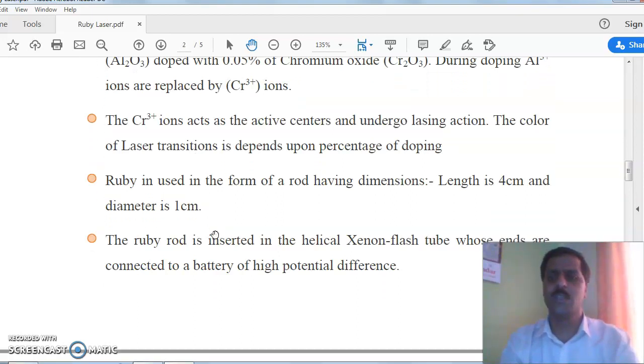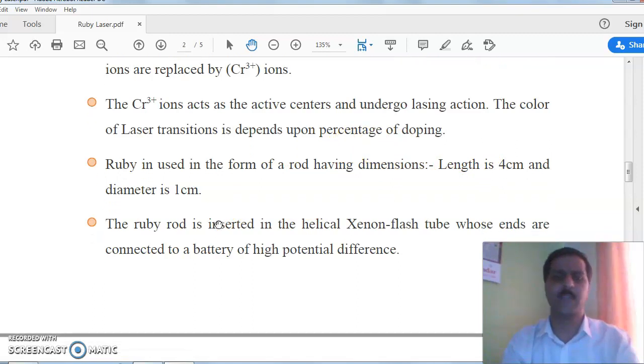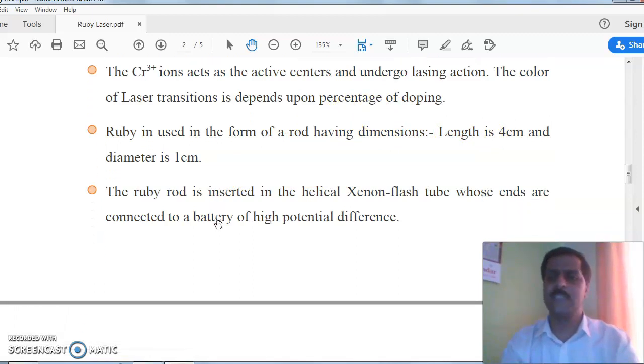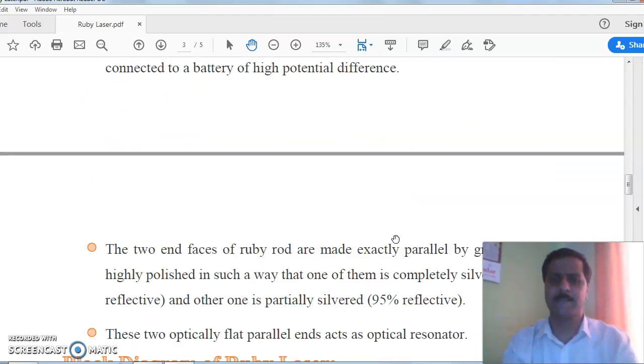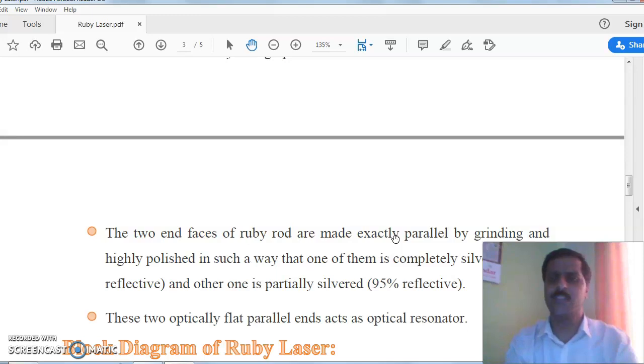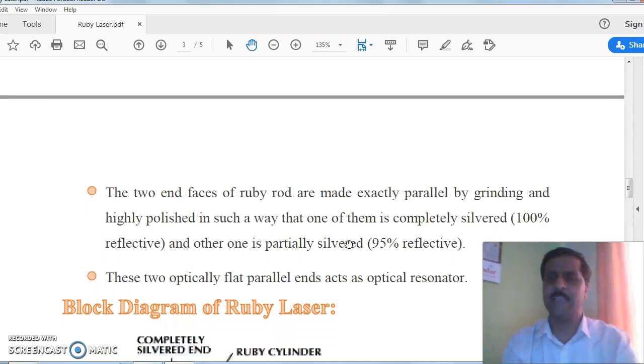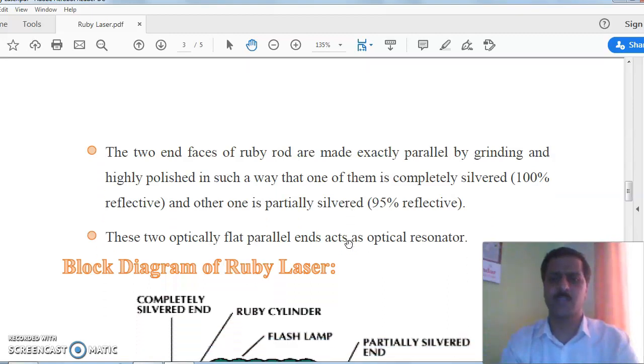Ruby is used in the form of a rod having dimensions: length 4 cm and diameter 1 cm. The ruby rod is inserted in the helical xenon flash tube whose ends are connected to a battery of high potential difference. The two end faces of the ruby rod are made optically flat by grinding them with the help of a grinder. When they become optically flat, they are polished.